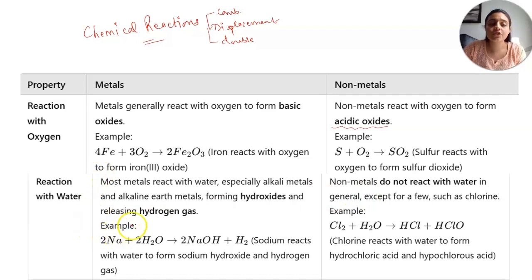If we see the reaction with water, then most of the metals react with water, especially alkali metals, that is group 1 in the periodic table, and they form hydroxides. As you can see, when sodium reacts with water, it forms sodium hydroxide and it releases hydrogen gas as well. But in the non-metals, non-metals do not react with water in general, except for a few such as chlorine. You can see chlorine reacts with water to form hydrochloric acid and hypochlorous acid. So they usually form acids only when they react with water.